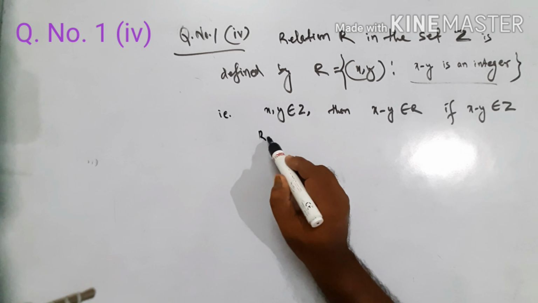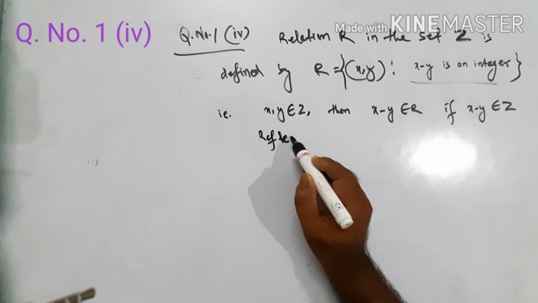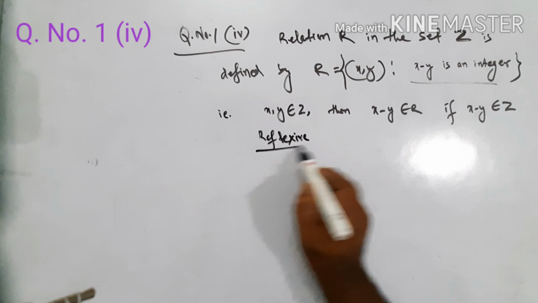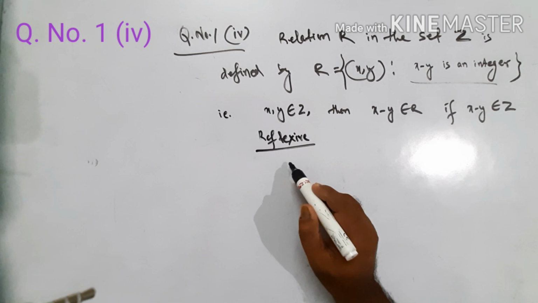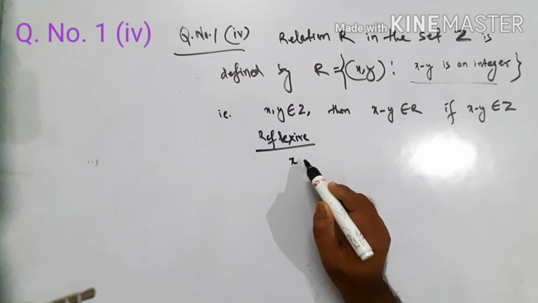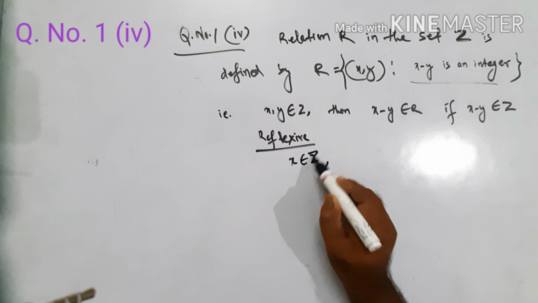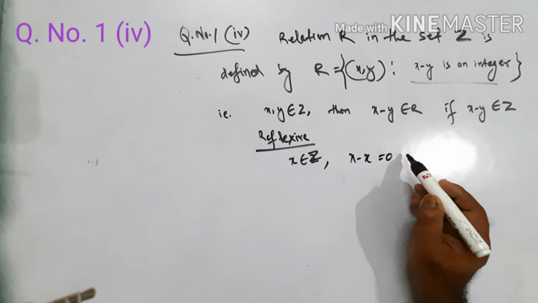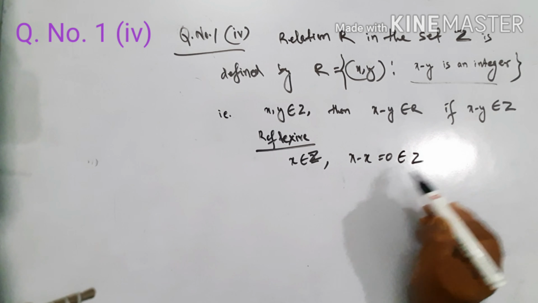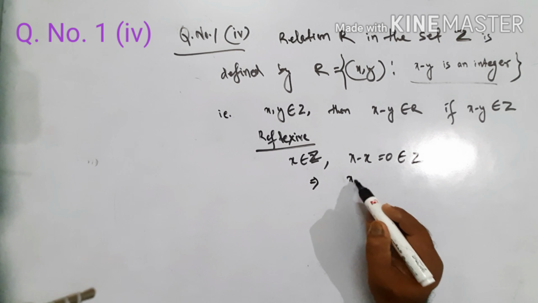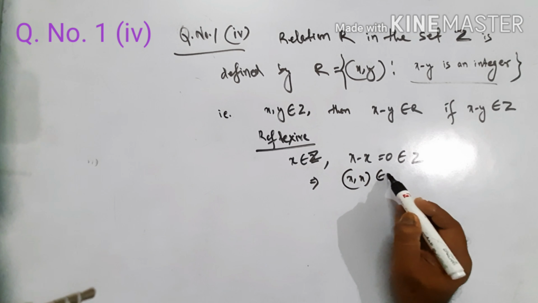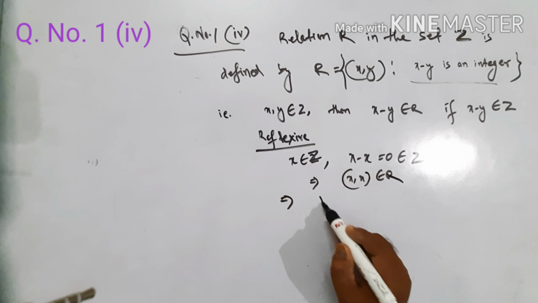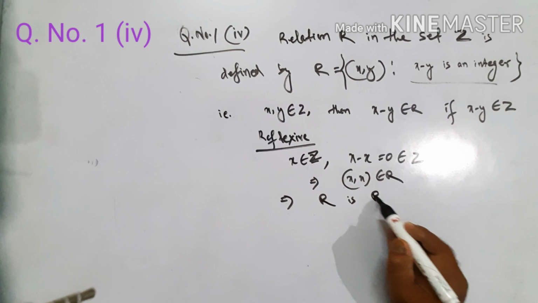For reflexive, you see x is related to x. So let x belong to Z. Then x minus x equals 0, which belongs to Z. This implies (x, x) belongs to R. So R is reflexive.